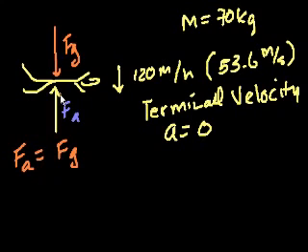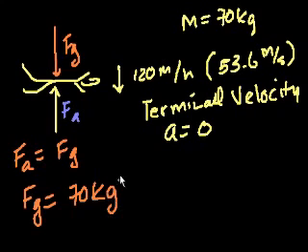So at terminal velocity, the force of the air is equal to the force of gravity. And what's the force of gravity? Well, the force of gravity is just the guy's weight. So the force of gravity is equal to the guy's mass, 70 kilograms, and we have our units right, 70 kilograms, times acceleration of gravity. Well, the acceleration of gravity is roughly 9.8 meters per second squared.